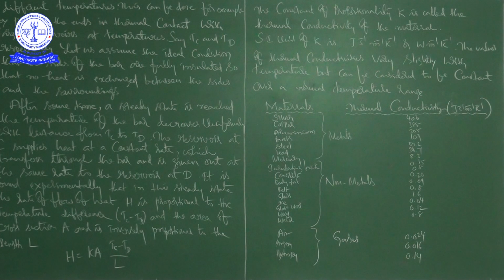For metals, non-metals, and gases. If you take metals, for example, silver 406, copper 385, aluminium 205, brass 109, steel 50.2, lead 34.7, mercury 8.3. Based on these values, you can understand where we are using silver, copper, aluminium, brass, steel, lead, and mercury. Generally, mercury we are using in thermometers.